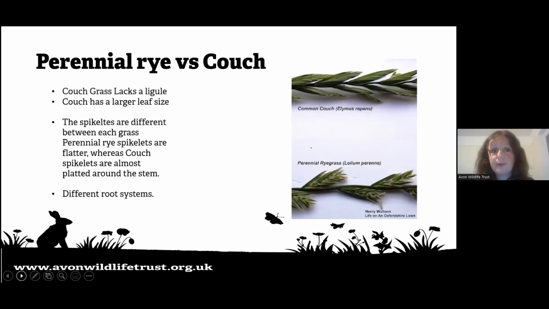Differences between perennial rye and couch. Perennial ryegrass is flat, whereas common couch kind of plaits around the stem. And the spikelets are different between each grass. And like I said, they've got different root systems.